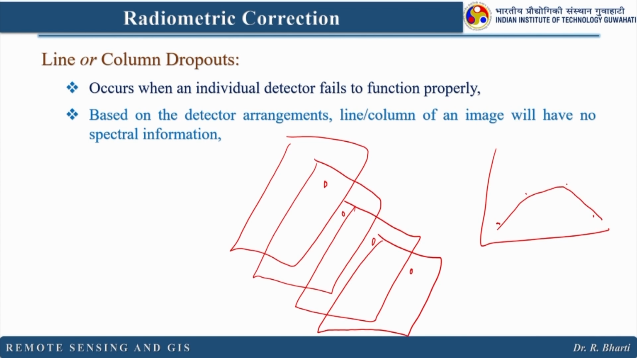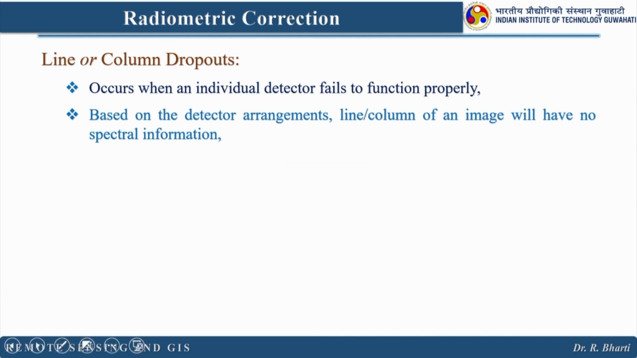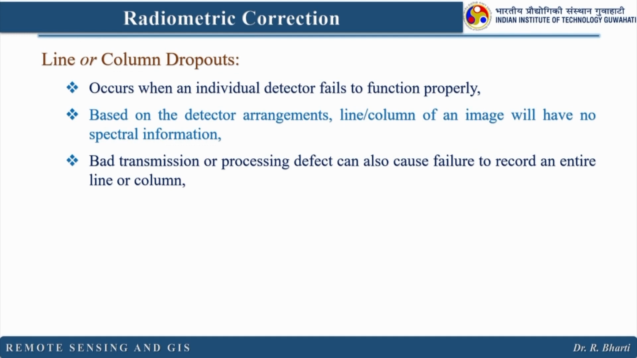So when you are having such a problem, what will happen? There will be no value here, right? So in that case you have to find them and replace, or estimate some value so that you can replace those lines or columns with the new value. Bad transmission or processing defect can also cause failure to record an entire line or column, right? Here line or column means row and column, right?